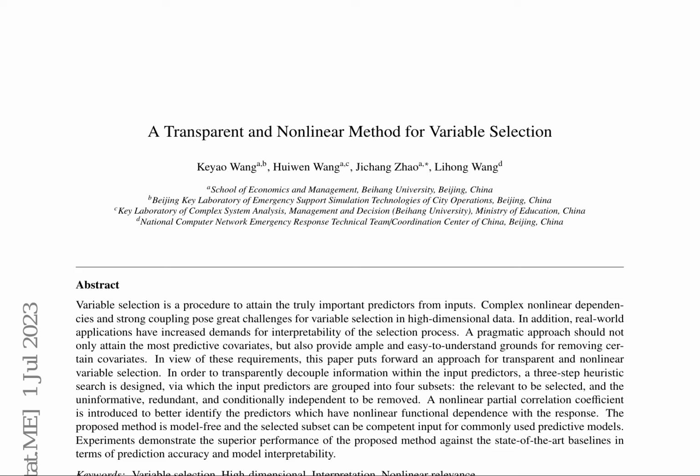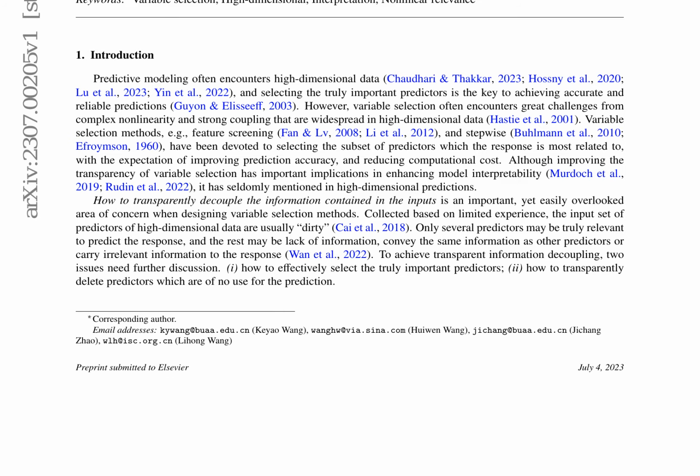The method employs a three-step heuristic search to group input predictors into four subsets: relevant predictors to be selected, and uninformative, redundant, and conditionally independent predictors to be removed. A nonlinear partial correlation coefficient is introduced to identify predictors with nonlinear functional dependence on the response variable.